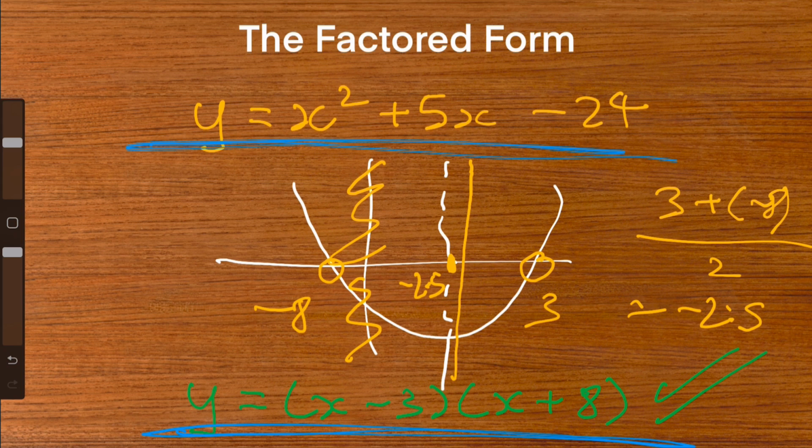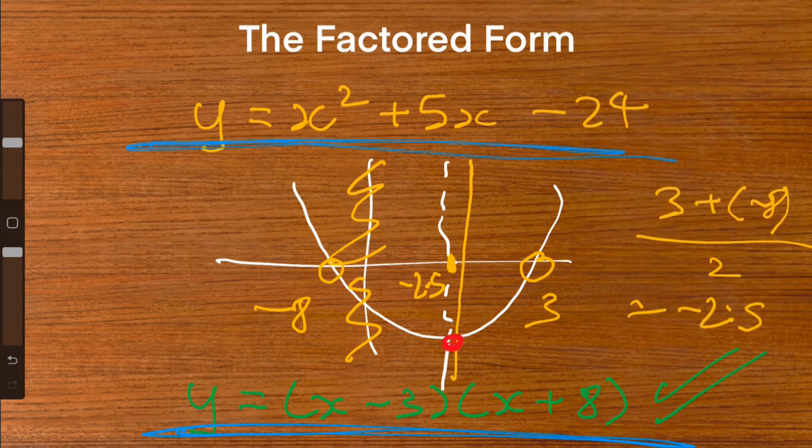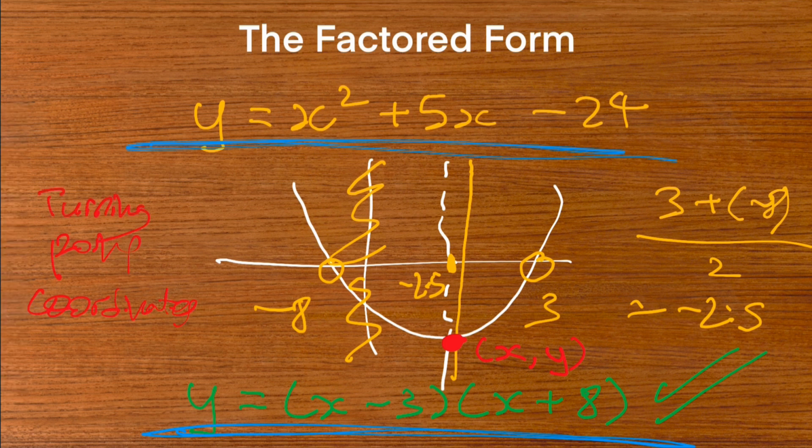And if you think about it, the negative 2.5 refers to the x-coordinate of the vertex, or the turning point. The turning point of the graph is where the graph begins to turn. Okay, so this one in red is the turning point of the graph. The x-coordinate of that turning point is negative 2.5. Okay, so let's just take note. The x-coordinate of the turning point will be negative 2.5.